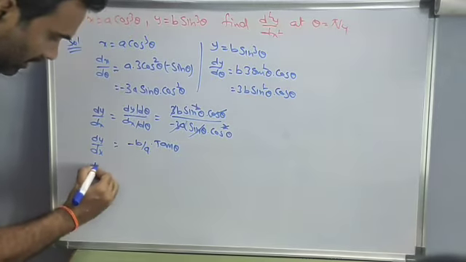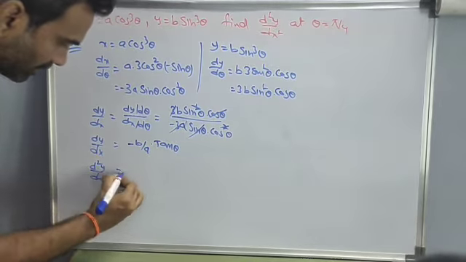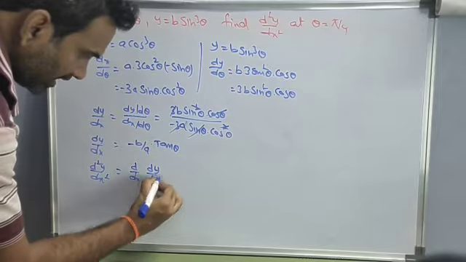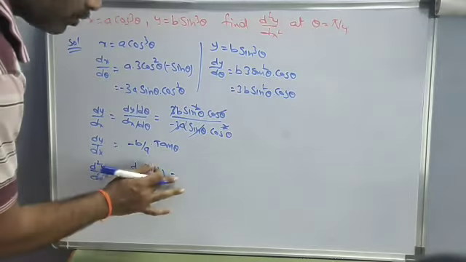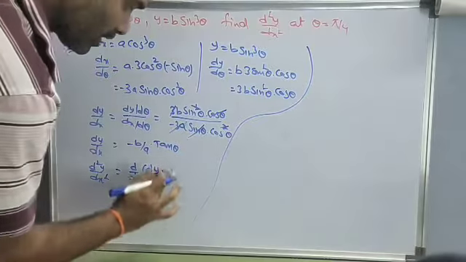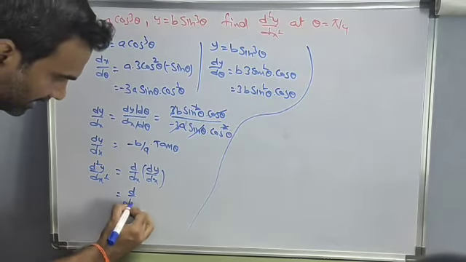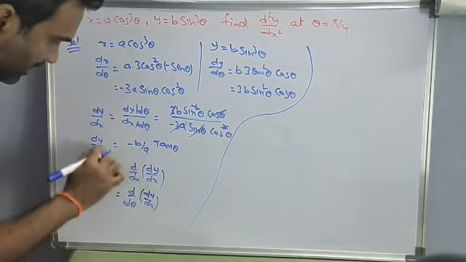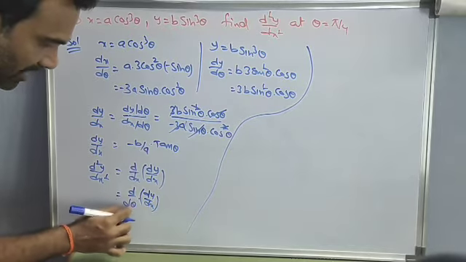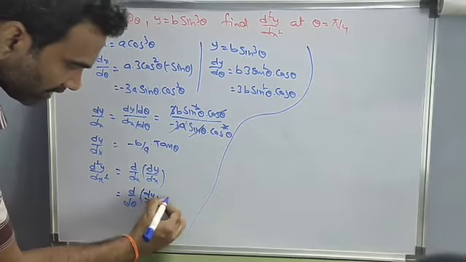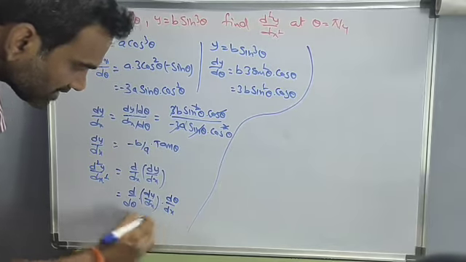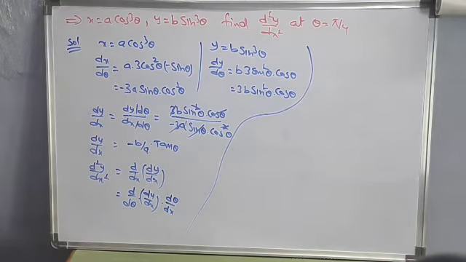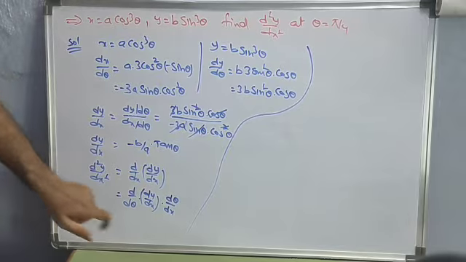Next I have to find d square y by dx square. Second order, that means d by dx of dy by dx. Here I will do one thing. d by d theta of dy by dx, because dy by dx value is in terms of theta. So that's why I am doing d by d theta of it, and to cancel d theta, multiply by d theta by dx. Now d theta gets cancelled, d by dx of dy by dx. Understand? This step is most important here.